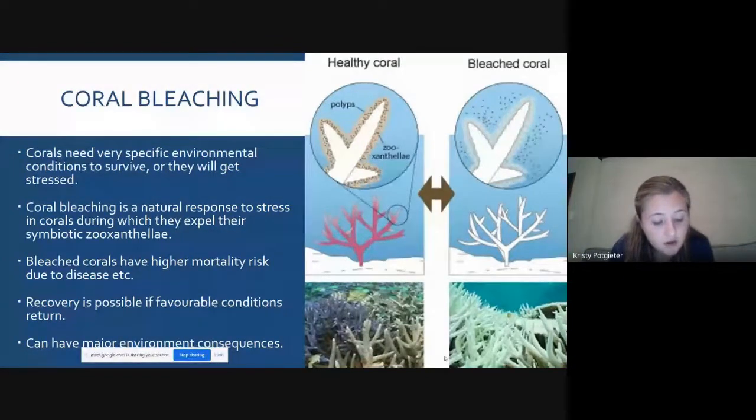Now, the loss of coral on reefs due to bleaching has some major environmental consequences, and it is a huge concern for us. For example, the loss of coral cover can lead to disrupted ecosystems, reduced environmental quality, decline in fish populations, reduced biodiversity, coastal erosion, and loss in tourism revenue. So it's definitely something that we should care about.